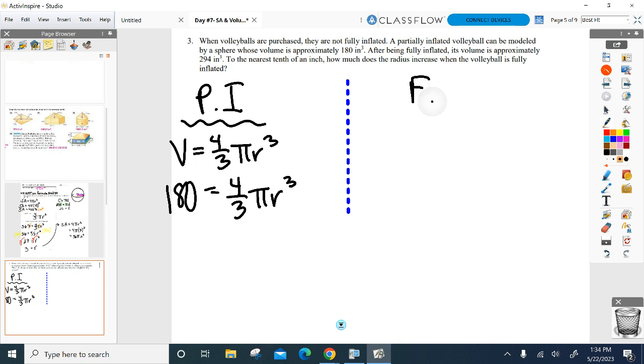Talk to each other, it's fine. All throughout the problem, do not round. Do not round anything all throughout the problem.